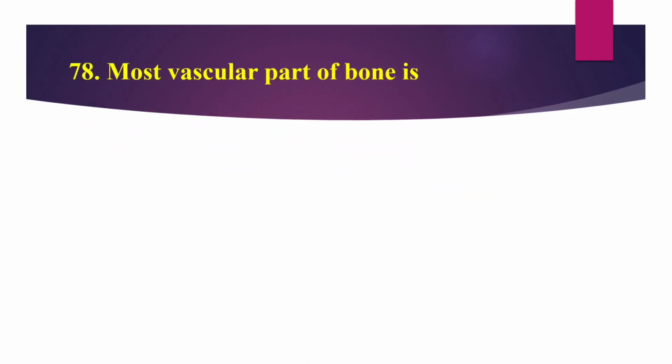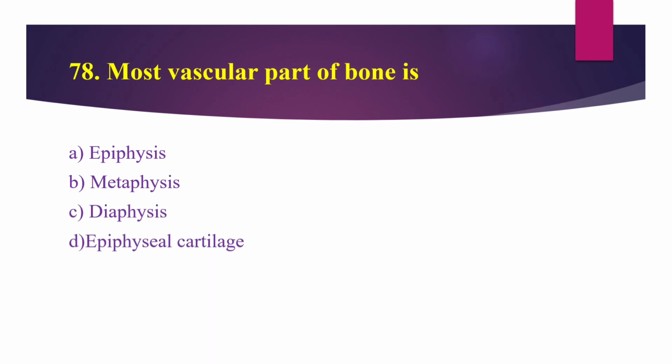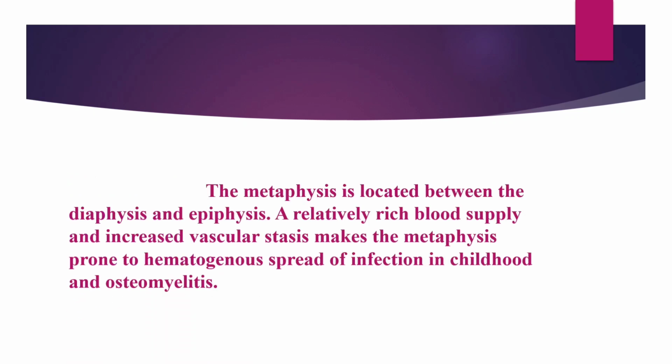Moving on to the next question, question number 78. Most vascular part of bone is option A, epiphysis, option B, metaphysis, option C, diaphysis, and option D, epiphyseal cartilage. The answer is option B, metaphysis. Now let's see the explanation. Metaphysis is located between the diaphysis and epiphysis. A relatively rich blood supply and increased vascular status makes the metaphysis prone to hematogenous spread of infection in childhood and osteomyelitis. So the vascular part is the metaphysis.